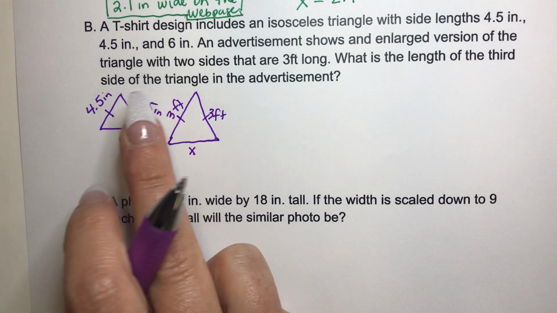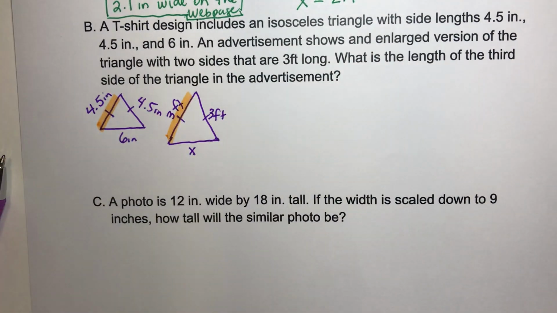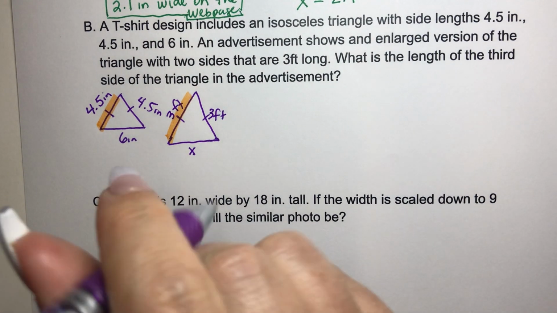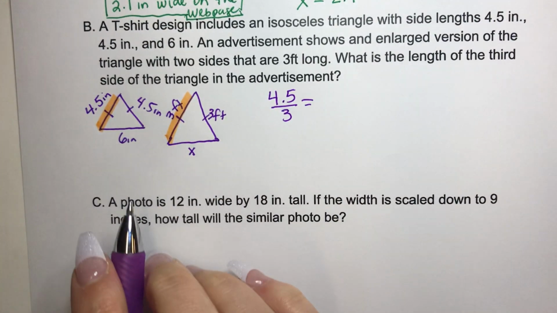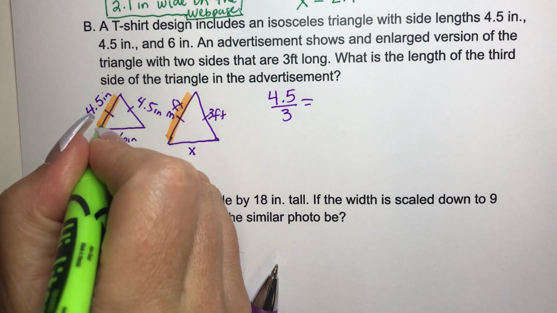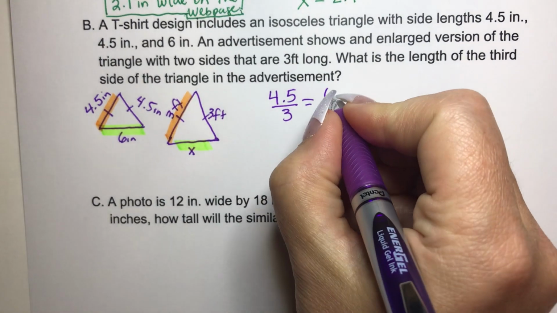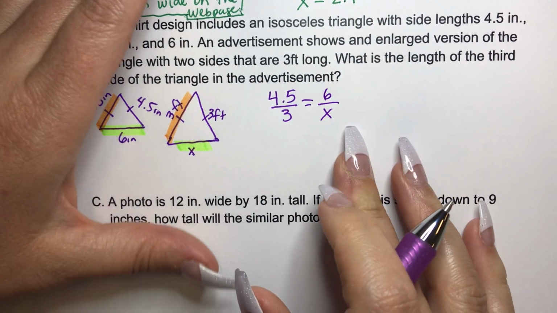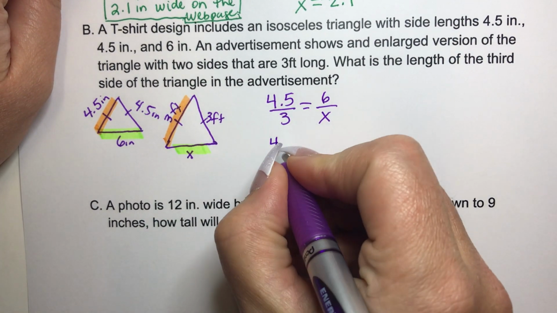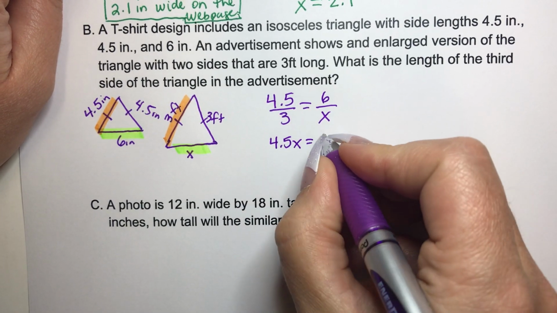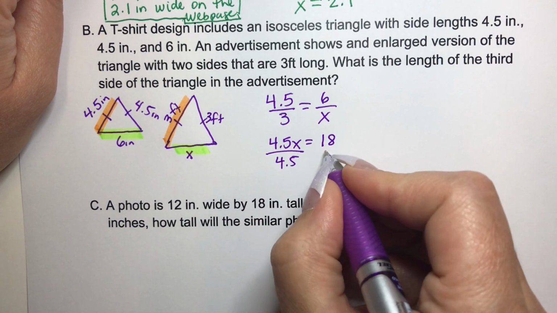Okay, so we know that these two sides are corresponding sides, right? So I'm going to set up my proportion and go 4.5 over 3 equals, and then these two are also corresponding sides. So I'm going to have it be 6 over x. And then this one just looks like a great one for the cross products property. So I'm going to go 4.5 times x, which is 4.5x, equals 6 times 3, which is 18. Okay, then we just need to get x by itself. So we're going to divide both sides by 4.5.